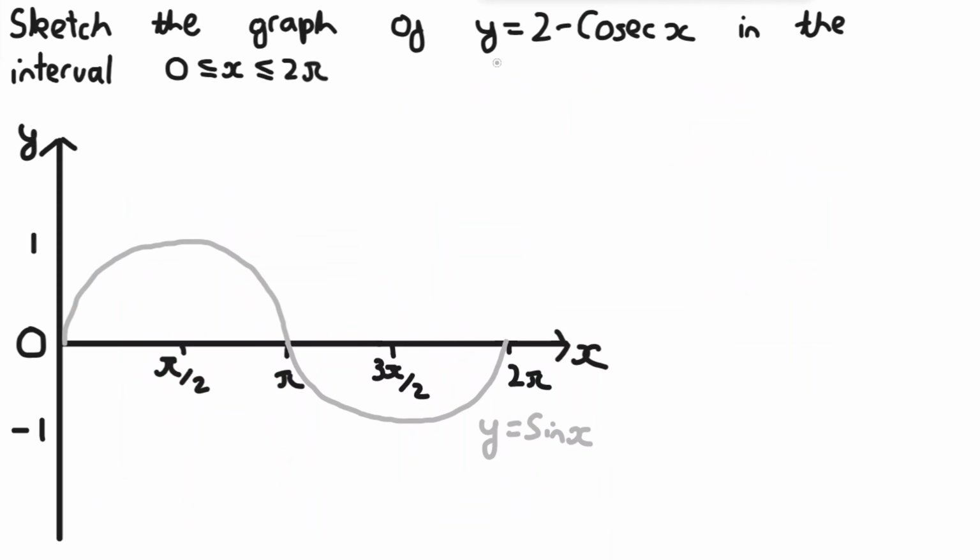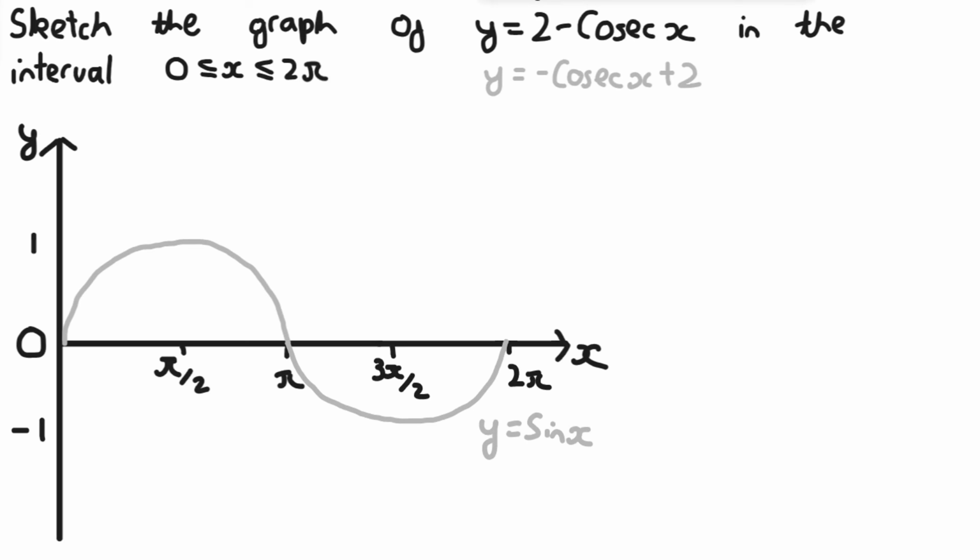So here's one final example where we need to sketch a graph of y is equal to 2 minus cosec x. Now I'm actually going to rewrite this as y is equal to minus cosec x plus 2, like this. I think this is a bit clearer that we've got this minus and then this plus 2, so it's easier to see what transformations we need to do.